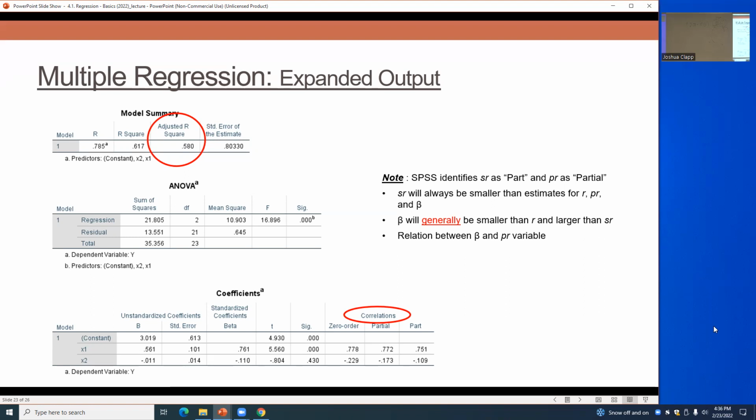I know you just said this, but just to double check: when you're doing the interpretations and you use the word "uniquely," that's when you're talking about semi-partial correlations, and then you don't say "uniquely" when you're talking about partial, right? Yeah, with the partial, we've already pulled out everything else, so "unique" is kind of redundant.